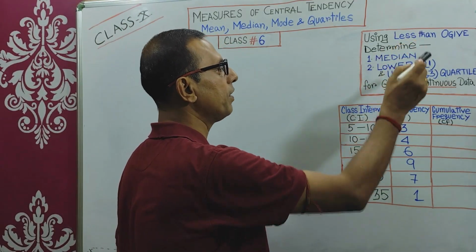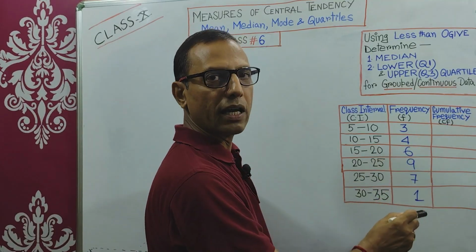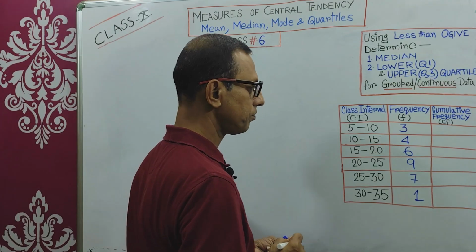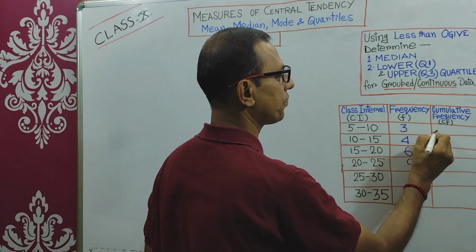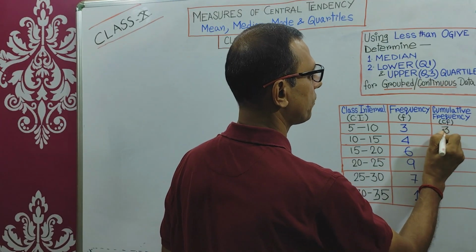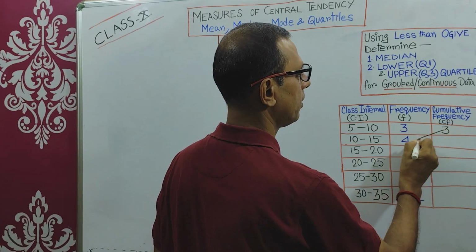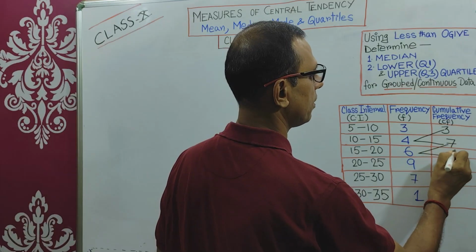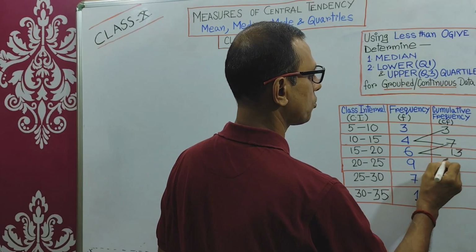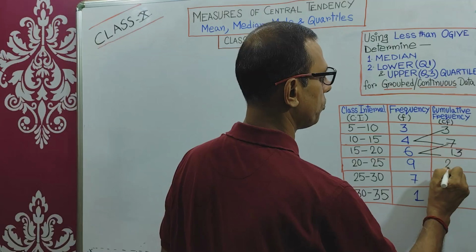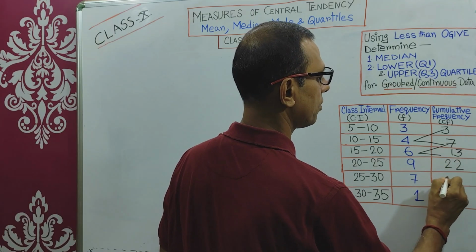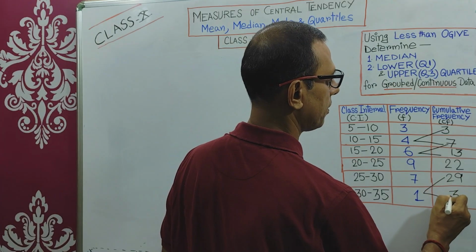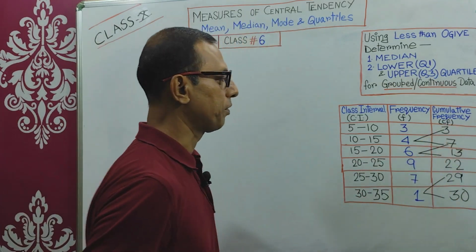So for less than ogive, the cumulative frequency you will calculate as usual starting from first. So first one is 3. The cumulative frequency 3 plus 4, it will be 7. 7 plus 6, it will be 13. And so on. 13 plus 9, 22. 22 plus 7, 29. And 29 plus 1, 30. So that is the cumulative frequency.